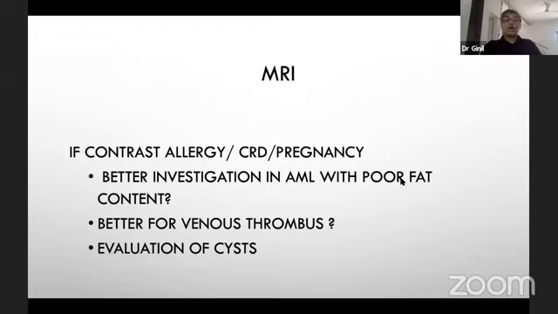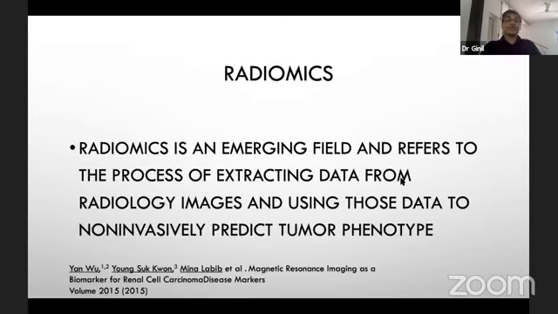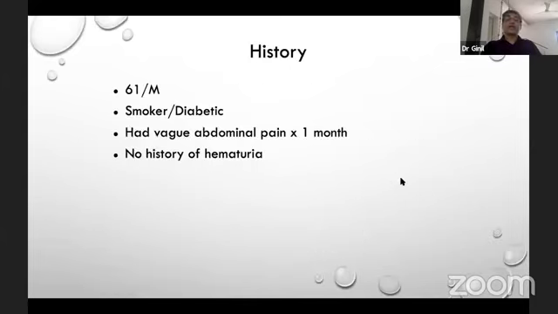MRI has an advantage when there is contrast allergy or in pregnancy, and when the pathology is suspected to be AML, especially in a small renal mass. It is comparatively better for venous thrombus, but current-day MDCT is almost comparable, and it has some advantage in the evaluation of cysts. And there is a new wing coming up, radiomics, to diagnose the pathology based on the investigation findings in radiology.